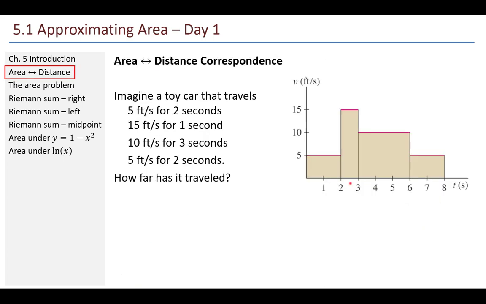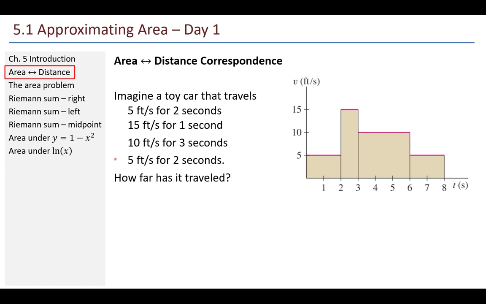Here's a nice little example. Imagine a toy car, so a little remote control car is moving along, and it moves in a very funny way. So for the first 2 seconds, it travels at a constant rate of 5 feet per second. And then over the course of 1 second, it travels exactly 15 feet per second. And then it goes 10 feet per second for 3 seconds and 5 feet per second for 2 seconds. How far has it traveled?